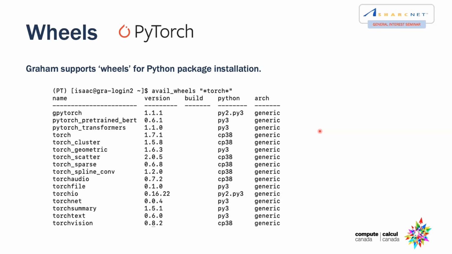So wheels are very important for us. If you don't have wheels and you try to install it, many problems happen. But you can always send an email to support at computecanada.ca. We'll see if the package is available, and we'll try to make a wheel and support it for you. Anyway, check the wheels. There's a torch available, so I'm going to install this one.